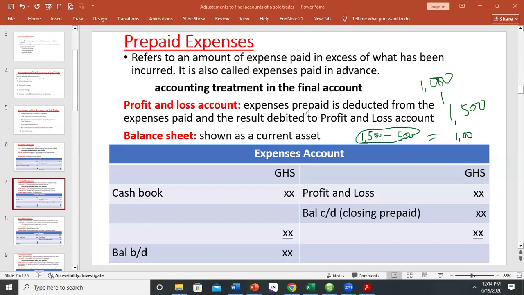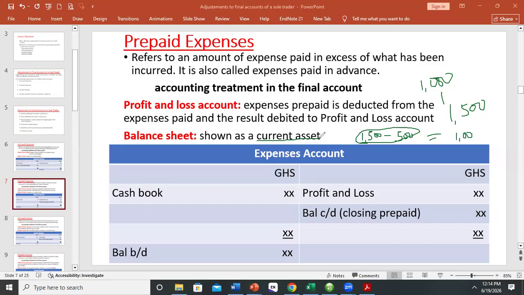Right? That is why you are seeing here the accounting treatment in the profit and loss account. It is deducted from the expense paid. Okay? It is subtracted as I demonstrated. And in the balance sheet, that 500 actually is a current asset. It is a current asset.